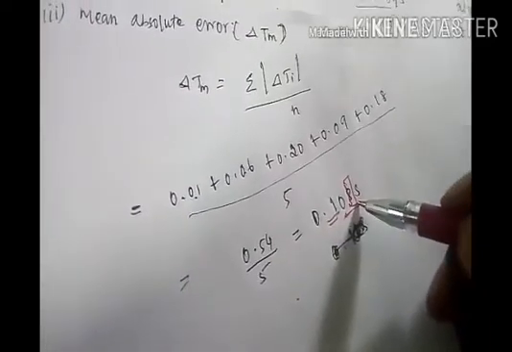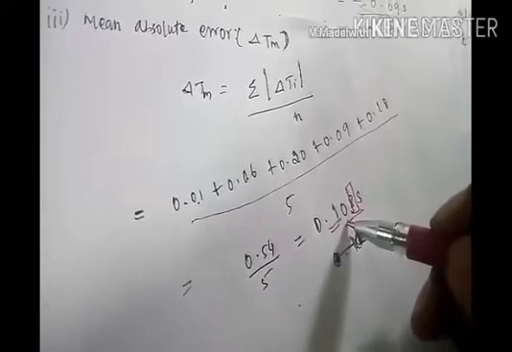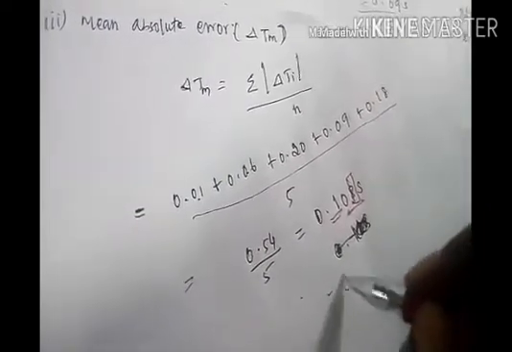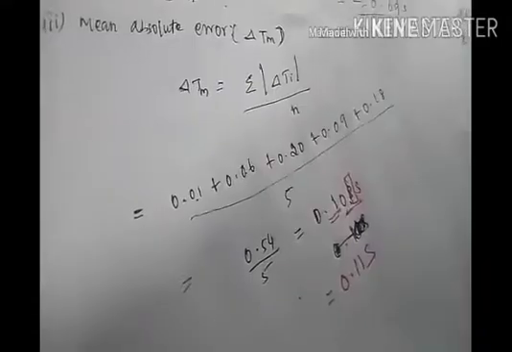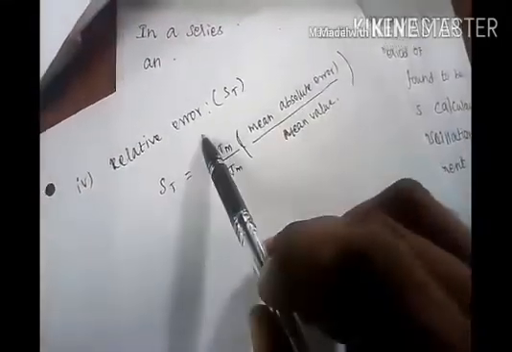The digit is 8. The 8 is greater than 5, so you have to add 1 to the preceding digit. So here the value is 0.11 second. Okay, next you will find out the relative error.